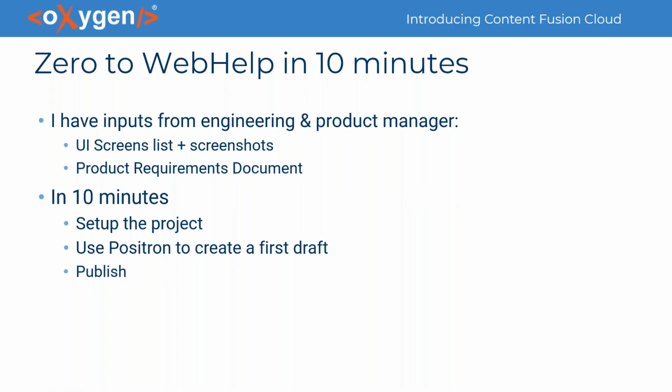Actually, 0 means that I have 0 documentation, but I have some inputs from engineering and the product manager, and I try to simulate a real use case, for example, where you can ask engineers to give you a list of all the UI screens in a software application, and what is available on each screen, and screenshots for that. And from the product manager, you can get the product requirements document. And in 10 minutes, we want to set up the project, use AI Positron to create the first draft and publish it as web help.